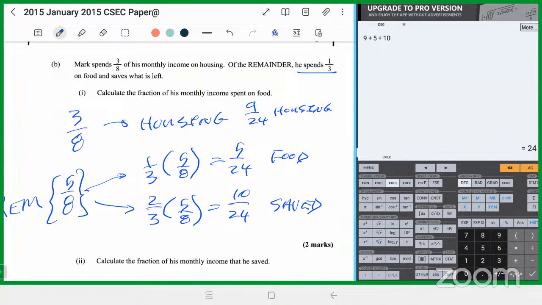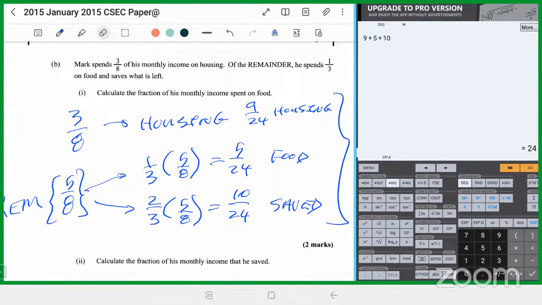So these are the fractions. 9 over 24 went to housing. 5 over 24 went to food. 10 over 24 went to savings. If you add up all of this, you get 24 over 24, which is the entire salary. I just did this breakdown to show you how it can be interpreted. Those are the parts of his salary, so you can answer any question.